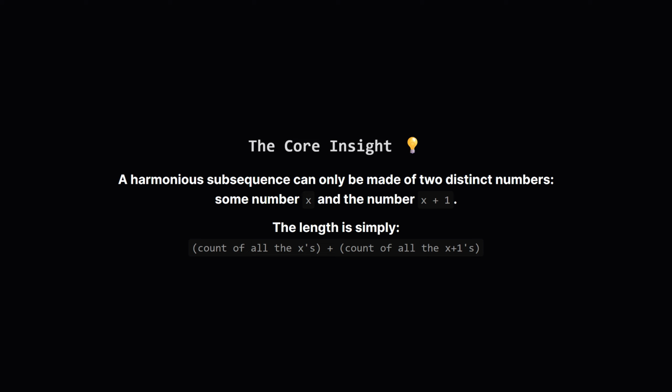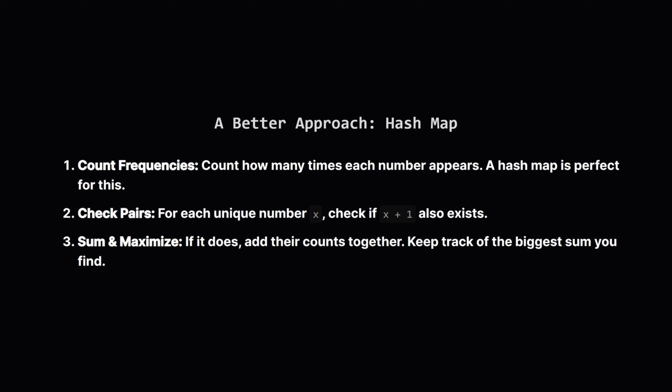So the problem really simplifies to this. Find a number in the list, let's call it x for short, and find the total count of that number x, plus the total count of the number right after it, x plus 1. We just need to find the pair that gives us the highest sum. So how can we do that efficiently?